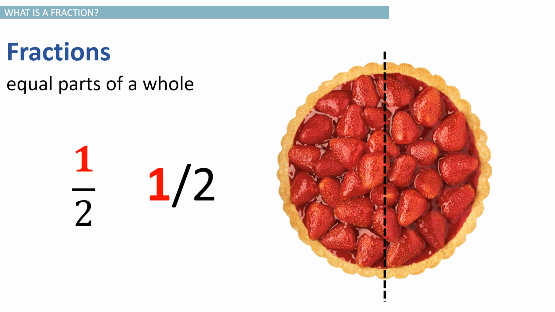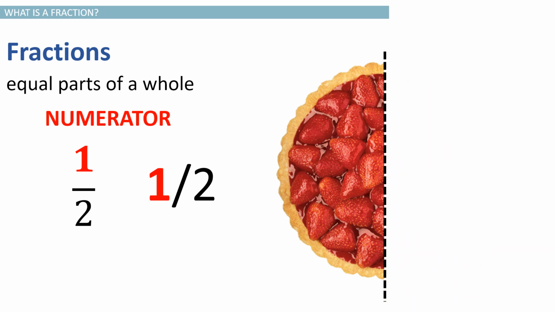Next, let's look at the number on top. This is called the numerator, and the numerator indicates the number of equal parts that we are looking at. In this case, it's 1. It means we are looking at 1 equal part out of 2 parts. So we have 1/2 of the pie.